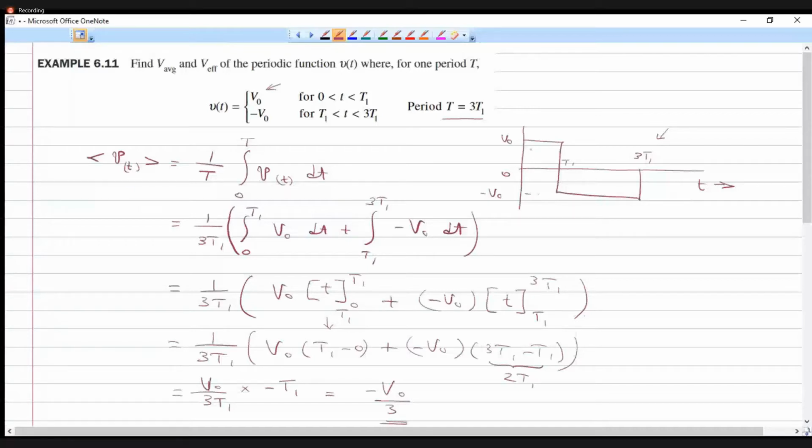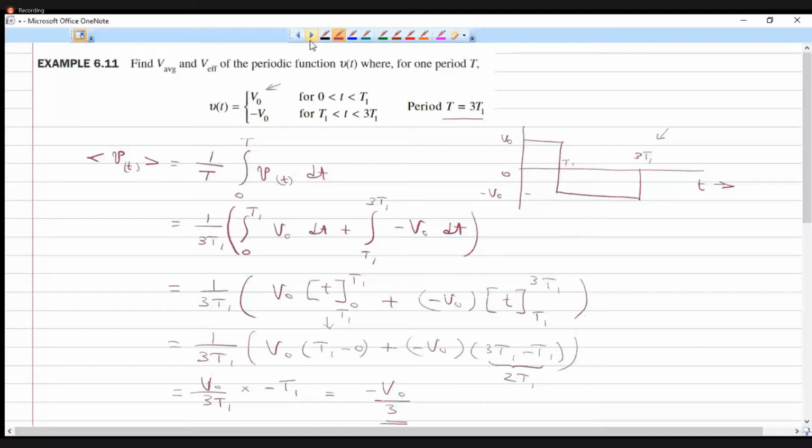Since we have two values within the time period 0 to 3t1, the function has two values. For the time period 0 to t1 the value of the function is V naught, and for the time period t1 to 3t1 the value of the function is minus V naught. That is why we split the integral like this. Using this concept, you can find the average value as well as the effective or RMS value of any function.